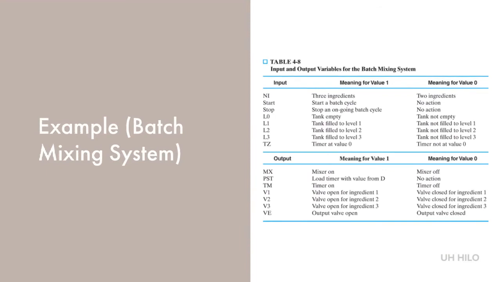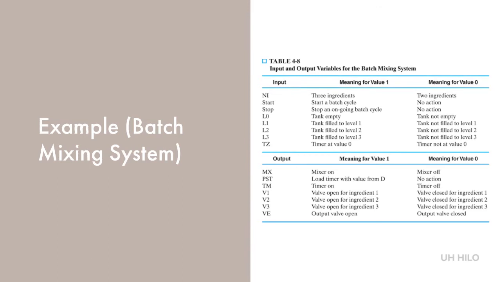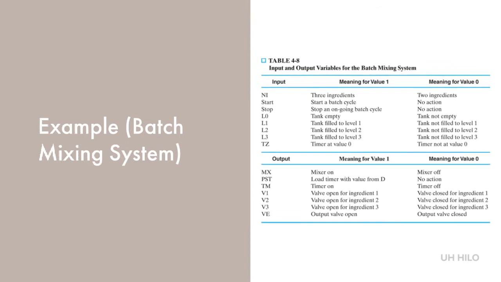Before starting the operation of the mixing system, the operator places the fluid sensors L1, L2, and L3 in the proper locations. Next, the operator selects either 2 or 3 ingredients with the switch NI and sets the dial D for the mixing time. Then the operator pushes start to begin the mixing operation, which proceeds automatically until the stop button is pushed. After that, valve V1 is opened and remains open until L1 indicates ingredient level 1 has been reached.